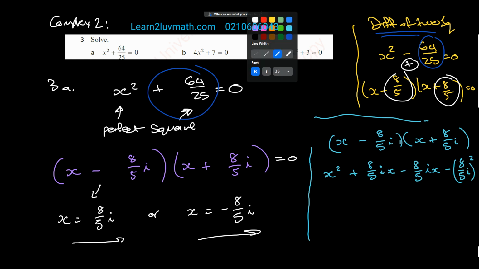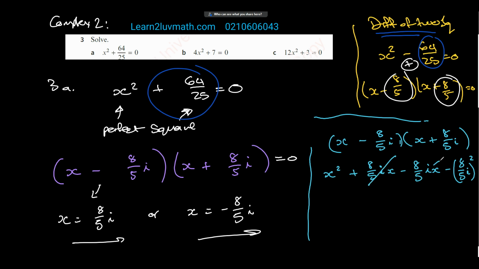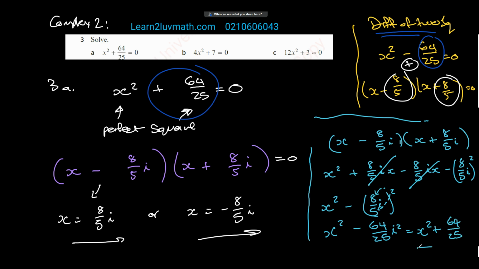Are you happy with that? Yeah. Okay, so those two cancel, right? They're the same. So you're left with x squared minus 8 over 5 i all squared, right? And we've got to solve this part here, which is basically x squared minus 64 over 25 if I distribute the squared in carefully, and i squared, which is negative 1. So it becomes x squared, that becomes negative 1, and a negative times a negative is a positive. So positive 64 over 25. And it goes back to the question, right? You can see that. Okay, back to the question.